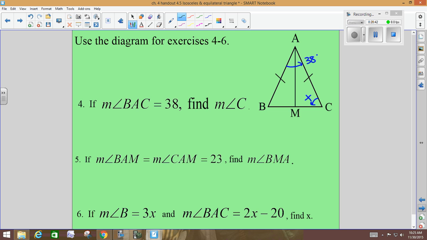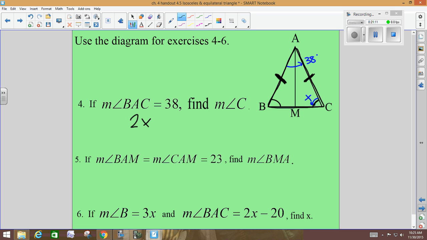Okay, well, this is the isosceles one, and the theorem says that it's the angles opposite of the sides. So which angle is across from AB? Which angle doesn't touch this side? Good. And how about which angle is opposite of AC? Yeah, so these two angles have to be congruent. And I know that the top angle is 38, so what can I do to find the measure of angle C then?